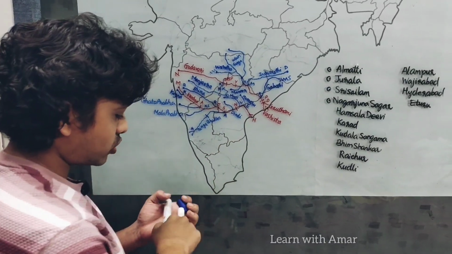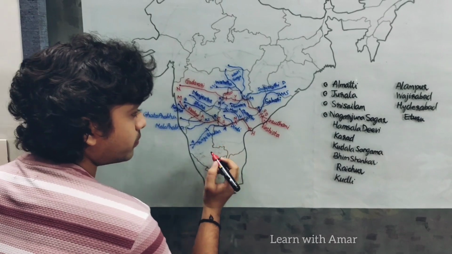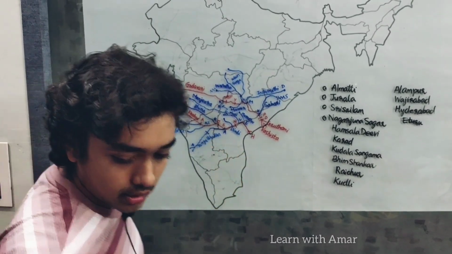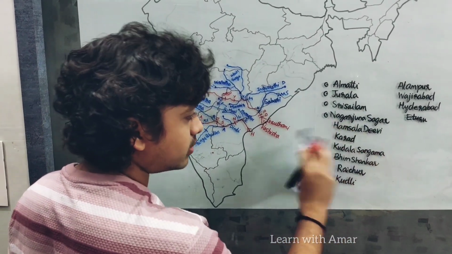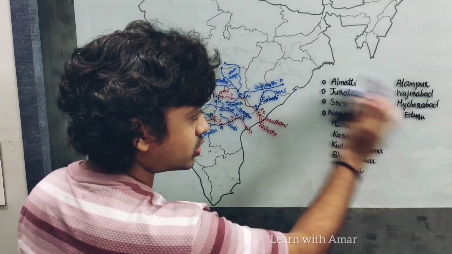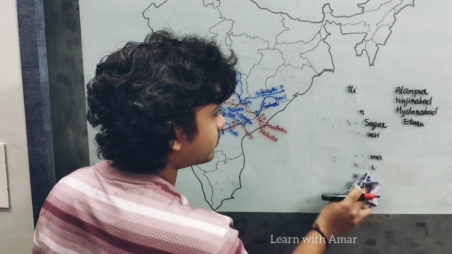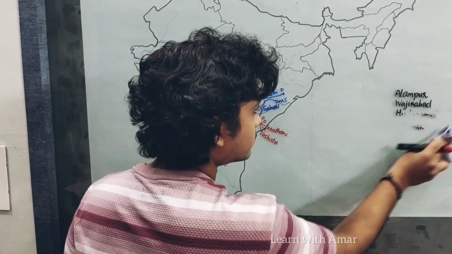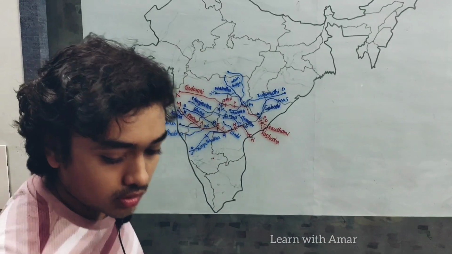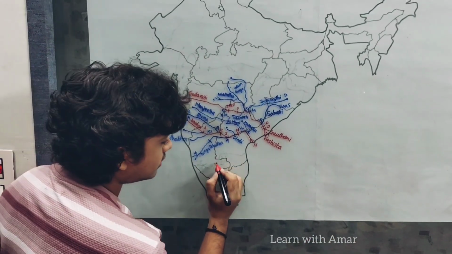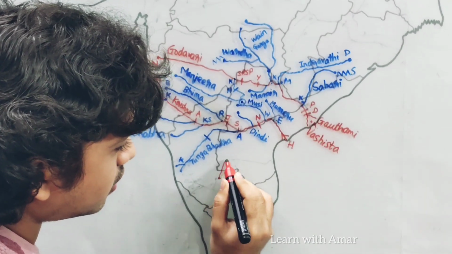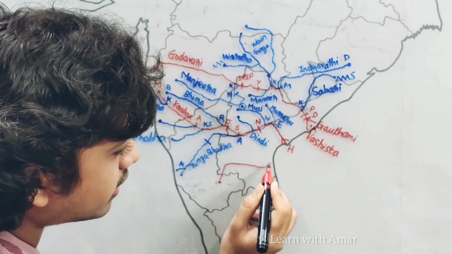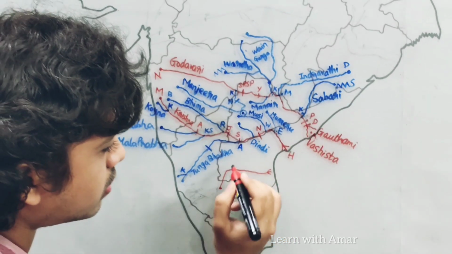Then next one is another river, Penna. Before going there, let me just revise these important cities and dams on the Krishna drainage system. Right. Coming back, so this is the river Penna. Penna originates in Karnataka in the Nandi Hills, enters Andhra Pradesh and joins the Bay of Bengal. So this is Penna.